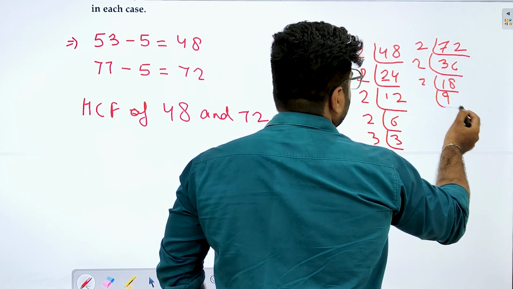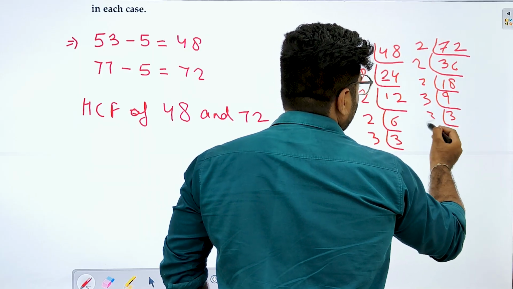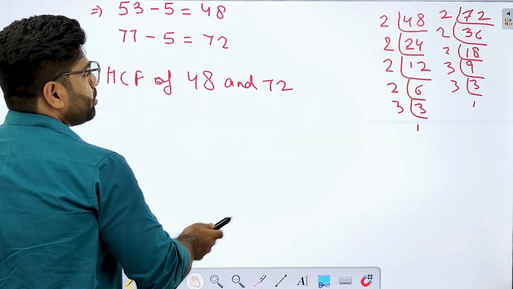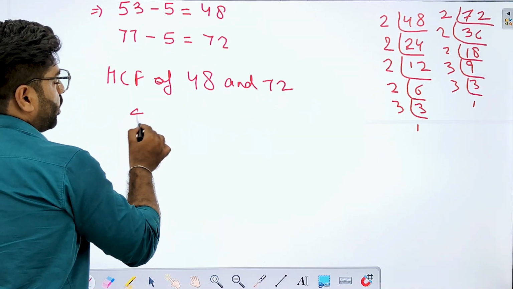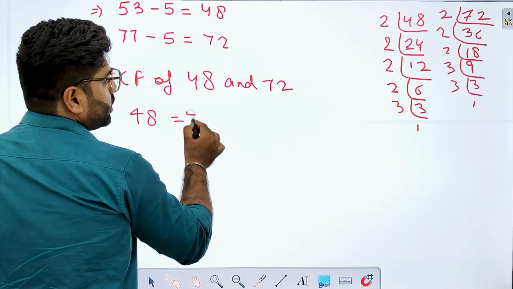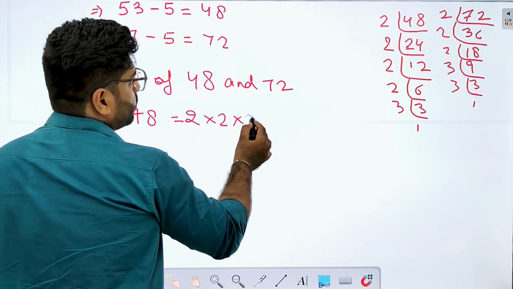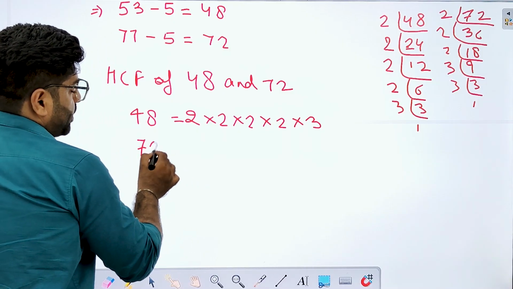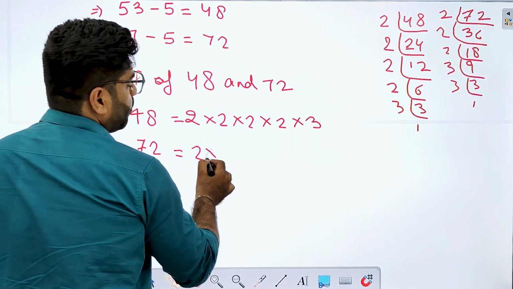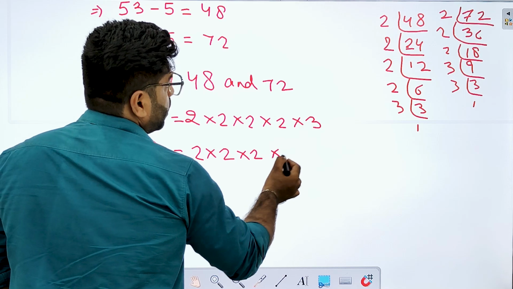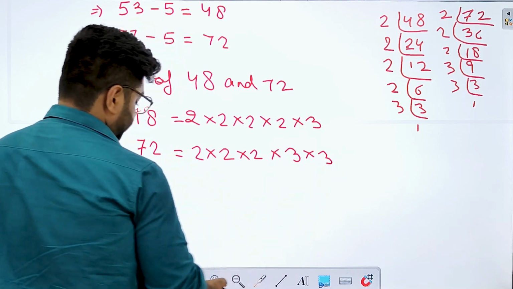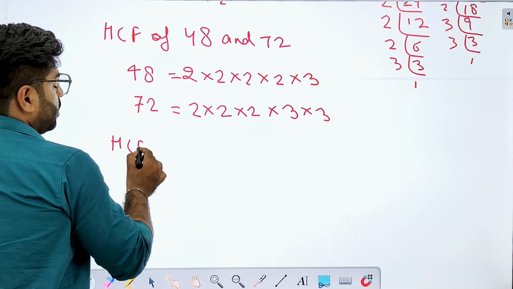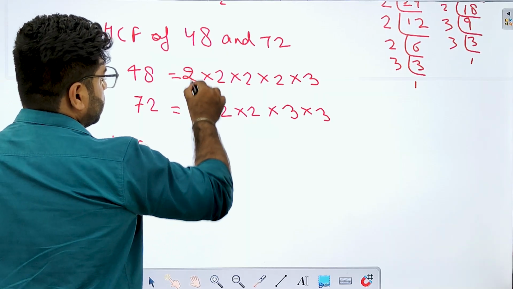Divided by 2 is 9. This is 3. 3, 1. So we are having the prime factors of these two numbers. The first one is 48, and the factors of 48 are 2, 2, 2, 2 and 3. And next we are having 72, and the factors are 2 multiplied by 2 multiplied by 2 multiplied by 3 multiplied by 3. Clear? Now the HCF of these two numbers, we have to find out the common factors.